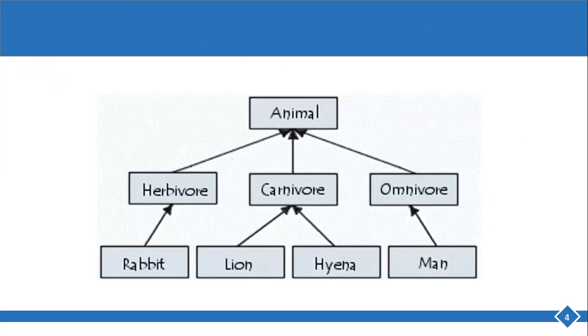Here the animal class is the parent class, and we can give another name, ancestor, because animal has two levels. Animal has the main children as herbivore, carnivore, omnivore, and the third level as rabbit, lion, hyena, man, like that. So animal is like your grandparents. Your grandparents have your parents, and you are derived from your parents. So here animal is the superclass, and we can call it the ancestor. Herbivore, carnivore, and omnivore are also superclasses for rabbit, lion, hyena, and man. And rabbit, lion, hyena, and man are also child classes of the above superclasses.